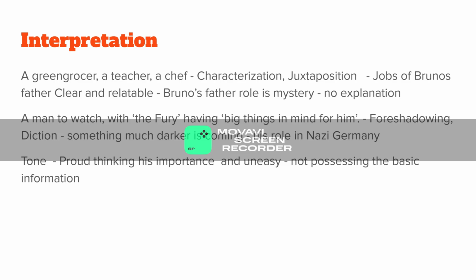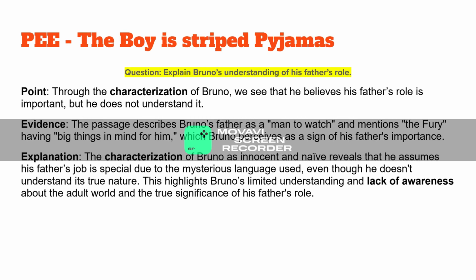Now it's time to answer the question using the PEE method. For this, there are multiple literary devices that I can use, but I am using characterization alone because that would suffice for me to write an answer. So take one thing and start writing your answer. The point, so let's have the question. The question was, explain Bruno's understanding of his father's role.